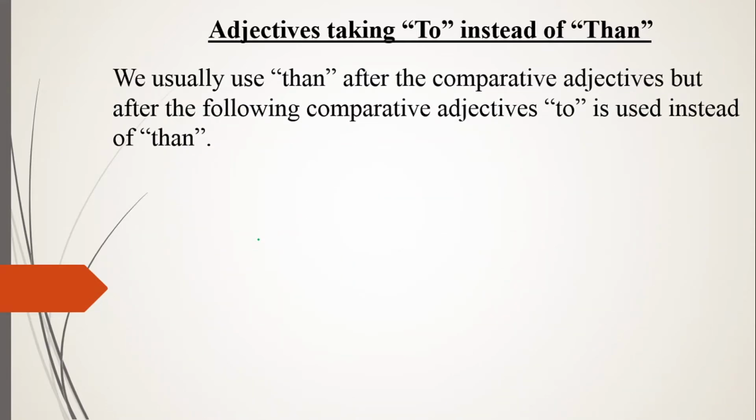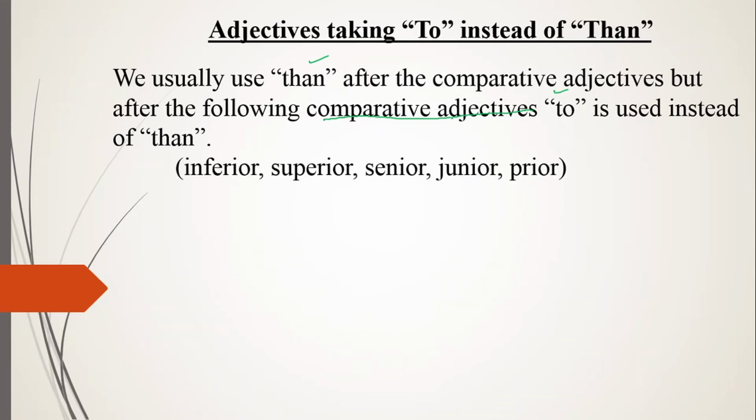We usually use "than" after the comparative degrees of adjective, but after the following comparative adjectives, "to" is used instead of "than". We usually use "than" after comparative degrees of adjectives, as we have already discussed: he is braver than you, and he is more intelligent than her. So we are using "than". But with the following comparative adjectives, we use "to" instead of "than".